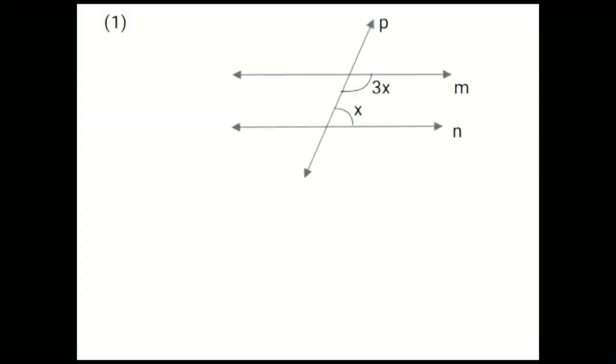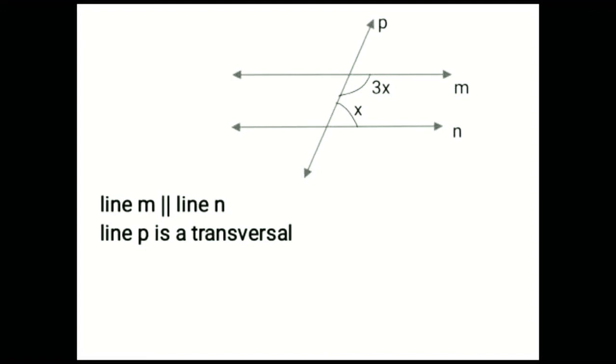Okay. Look at this figure. 3x and x. Both angles are interior angles, and both these angles belong to the right side. Line M is parallel to line N. Line P is a transversal. You have to use the formula of interior angles. In the question, what is given, you have to write that line M is parallel to line N. Line P is a transversal.